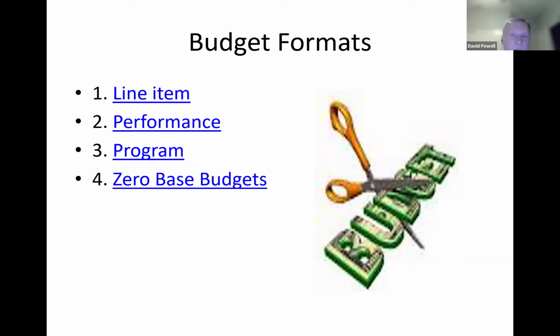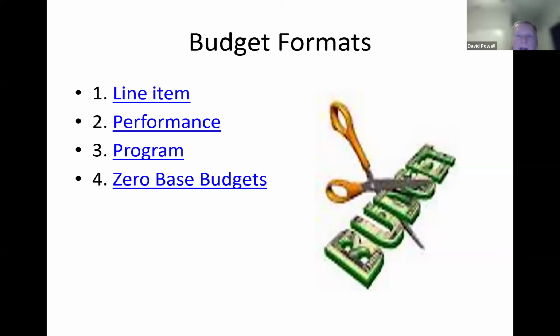Then the third type of budget format is called a program-based budget. Now, a program-based budget is a lot different than line item or performance because it's organized completely different. So with a line item or performance-based budget, the budget is usually organized according to unit or department. So here is the budget for the police department. Here is the budget for the fire department. They're two separate departments. They have two separate budgets. And that's what you see in a line item and a performance approach. In program-based budgeting, instead of budgeting according to the department, we budget according to the program.